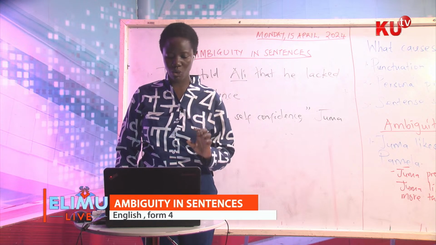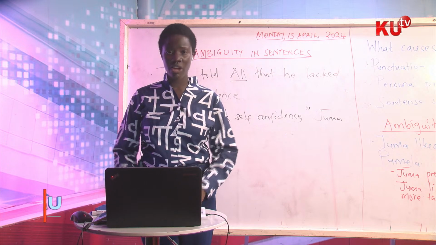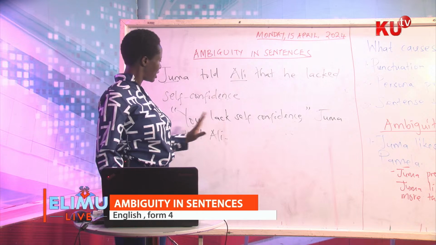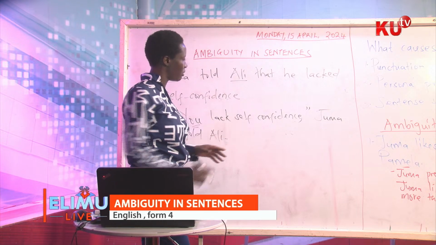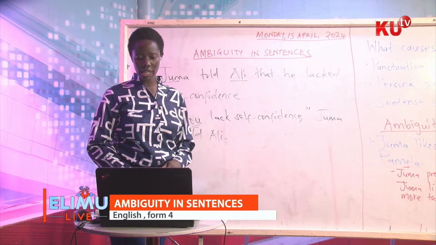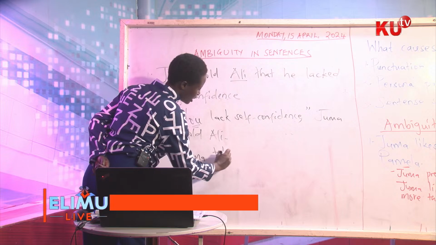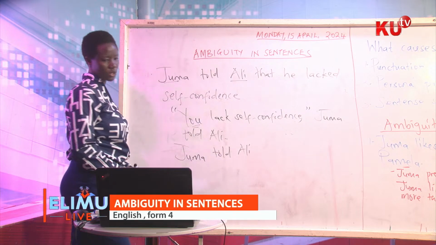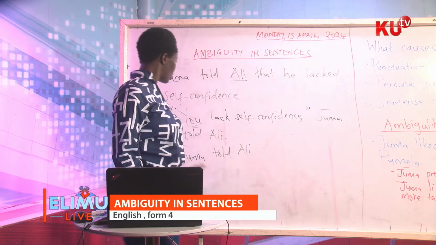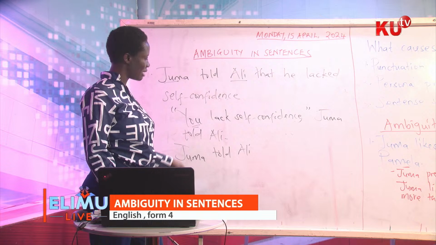So for you to remove ambiguity or make the sentence clear, Juma told Ali that he lacks self-confidence, you can introduce direct speech. You can introduce speech marks here and there. In this case, you write, you lack self-confidence, Juma told Ali. So in this case, you will be referring to Ali. In the second case, you can say Juma told Ali. Again, we go back to the rules in writing the direct speech. Juma starts with a capital letter. The first word must start with a capital letter. That is obvious.